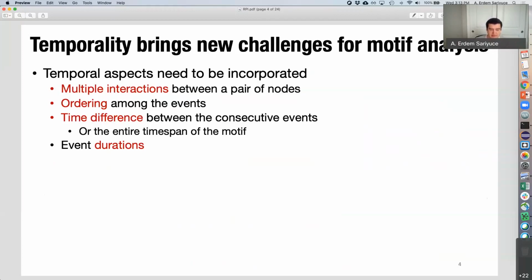Last but not least, there are those event durations. It's not like all the interactions in temporal networks are instantaneous. Some are instantaneous, like if you send a text message or an email, but some others have duration. So they are more like engagements. You call a person at a particular time, speak for 5 minutes, and that 5 minutes is important information that we want to keep and utilize in our motif models.